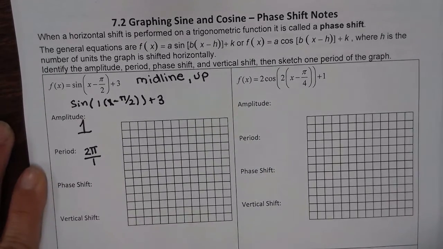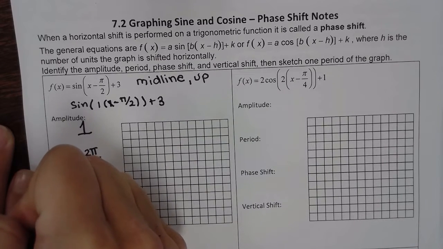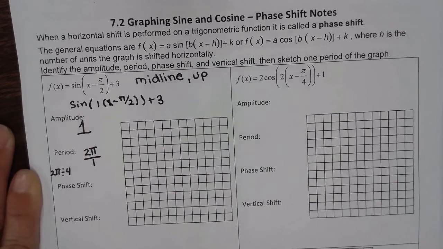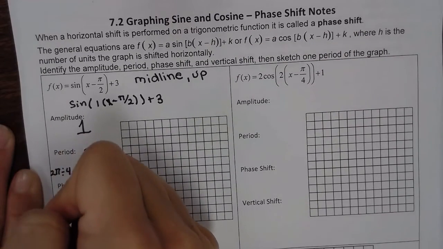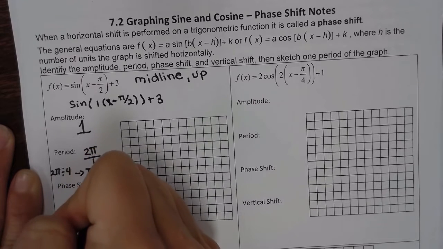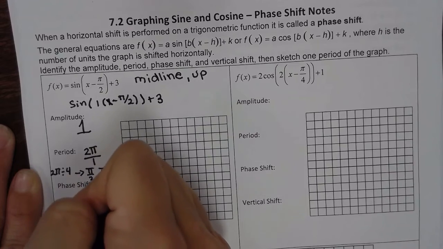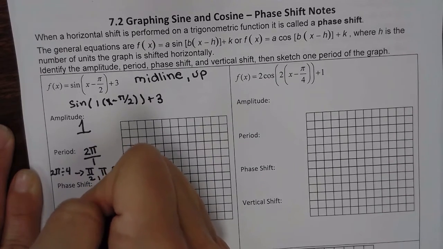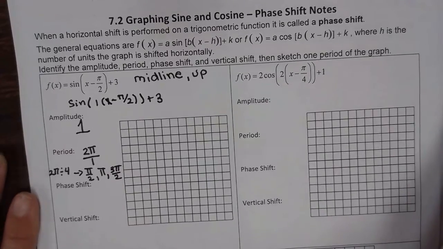We are going to break that down into 4 sections. So remember that we divide that by 4. So that comes out to pi over 2, pi, 3 pi over 2, and so on, 2 pi.